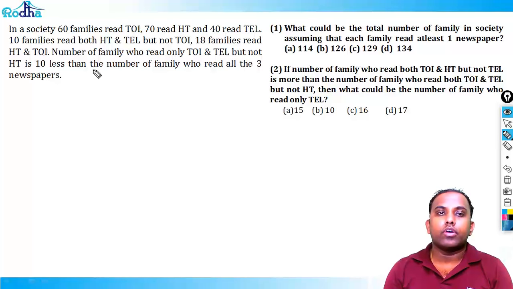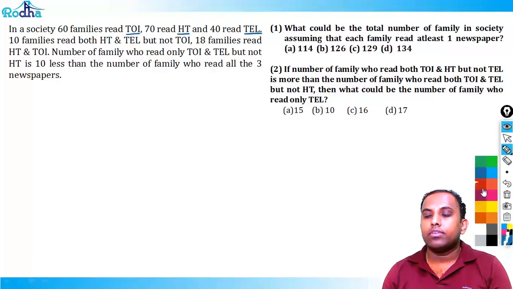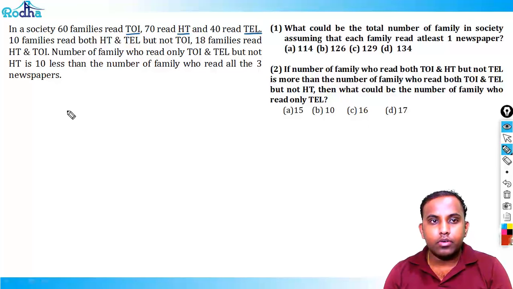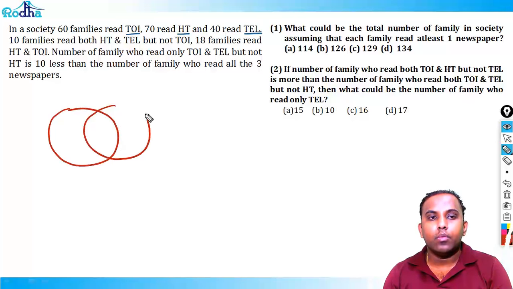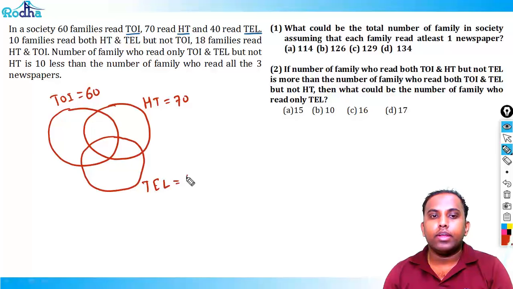Let's draw the Venn diagram for it. It should be a 3-set Venn diagram because TOI, HT and TEL are the three newspapers. So let me draw this 3-set Venn diagram, right? TOI, one circle, HT, one circle and TEL, one circle. 60 families read TOI, 70 read HT and 40 read TEL.